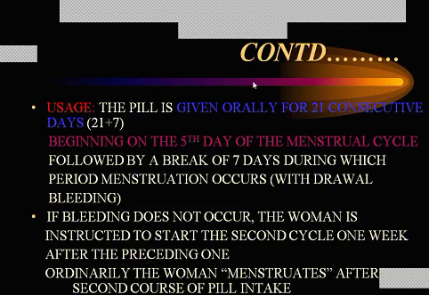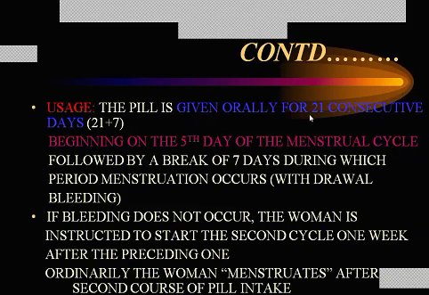The pill is given orally for 21 consecutive days, sometimes 22 days also, depending on the cycle of the woman. She will take these pills starting from the 5th day of the menstrual cycle. On the 5th day she should take the first pill, and continuously she has to take 1 tablet daily for 21 days.